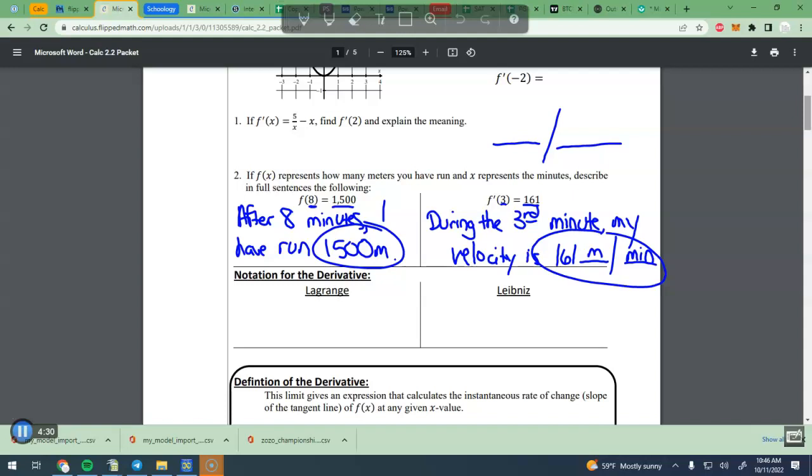Let's say water is leaking from a tank at g of x equals negative 2e to the t times cosine of t. I don't care about the equation.